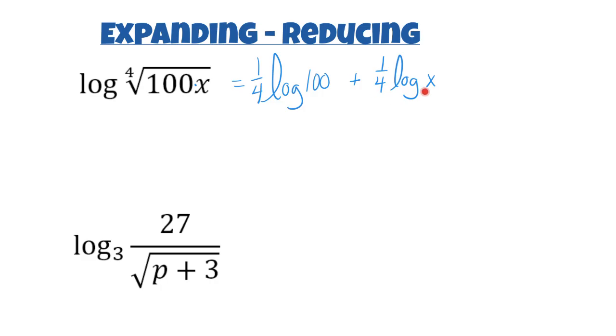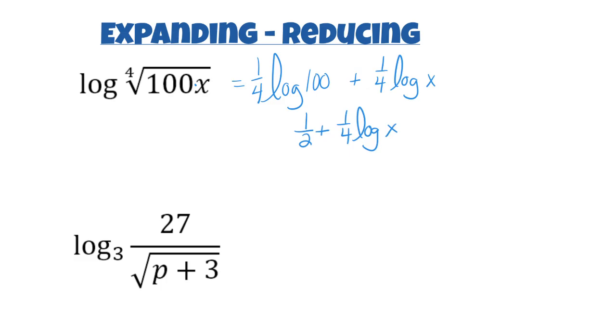Now, this one over here has an x in it. There's nothing I can do, but this, I should be able to simplify this. And I mean like in my head, not with a calculator. Because a log, ignore the 1/4 for a second, you should be able to find the log of 100. Remember, common log, 10 to what power is a 100? 10 to the second. So this is 2 times 1/4. That's 2/4. That's 1/2. So this is ultimately a 1/2 plus 1/4 log x.